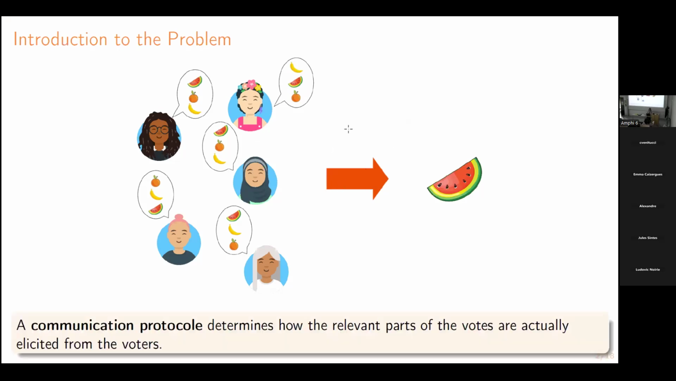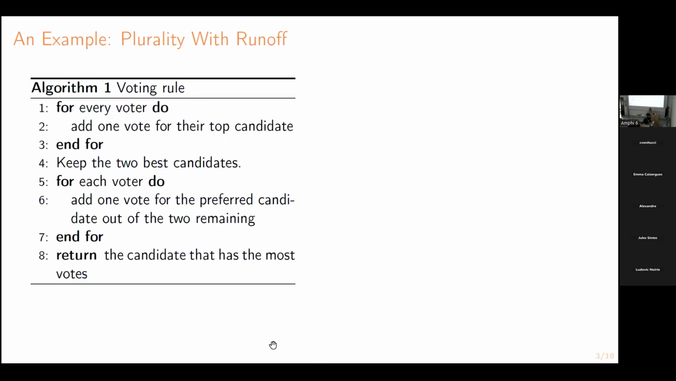So for this to be done, you need to define something called a communication protocol. And it's a bit different from a voting rule, because in the communication protocol, you determine how the relevant parts of the vote are actually elicited from the voters. So you just focus on communication. First, I will give an example to really show you the difference between what we call a voting rule and what we call a communication protocol.